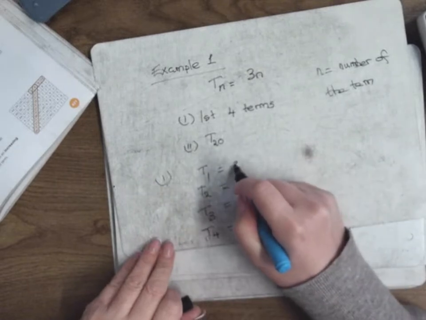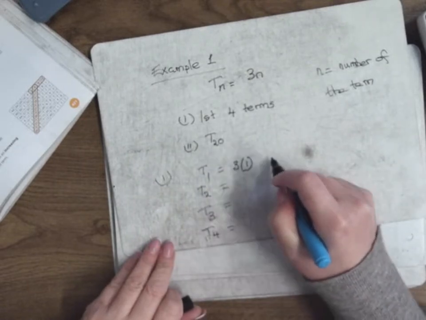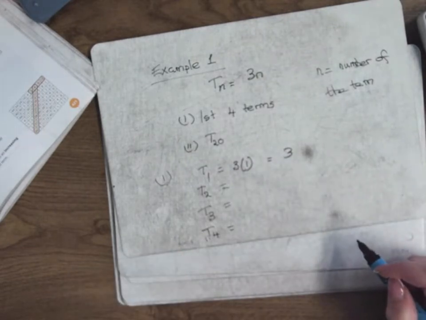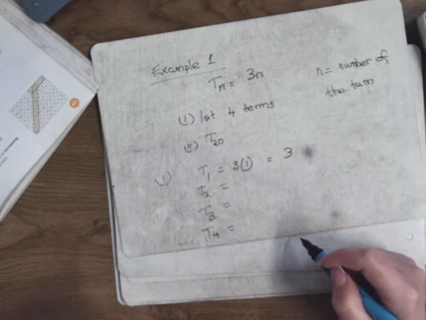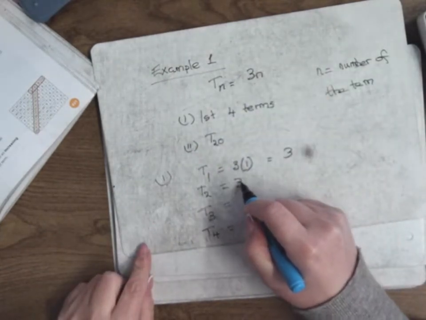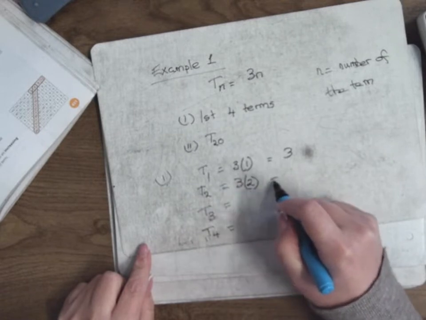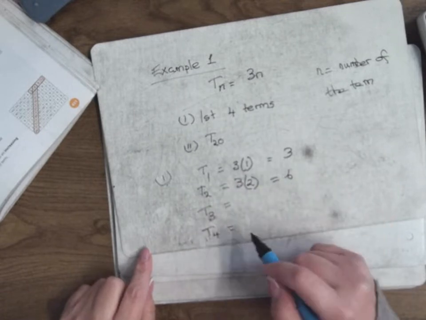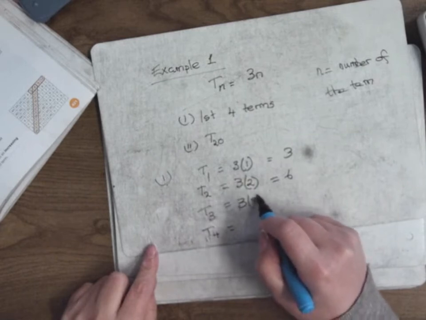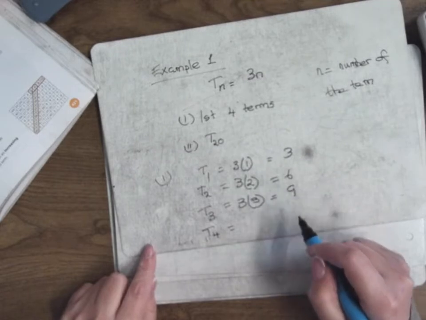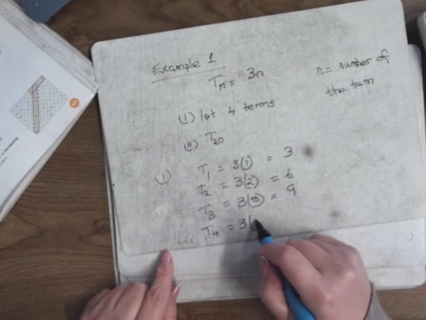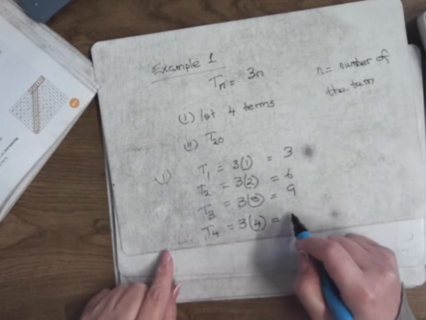1. So it's 3 times 1. So 3 times 1 is 3. Isn't it? So the first term in the sequence is 3. Term number 2. Everywhere I see an n, what will I put in? So 3 times 2 is 6. For term 3, everywhere I see an n, put in a 3. So 9. For this one, everywhere I see an n, I put in a 4. So 3 times 4 is 12.